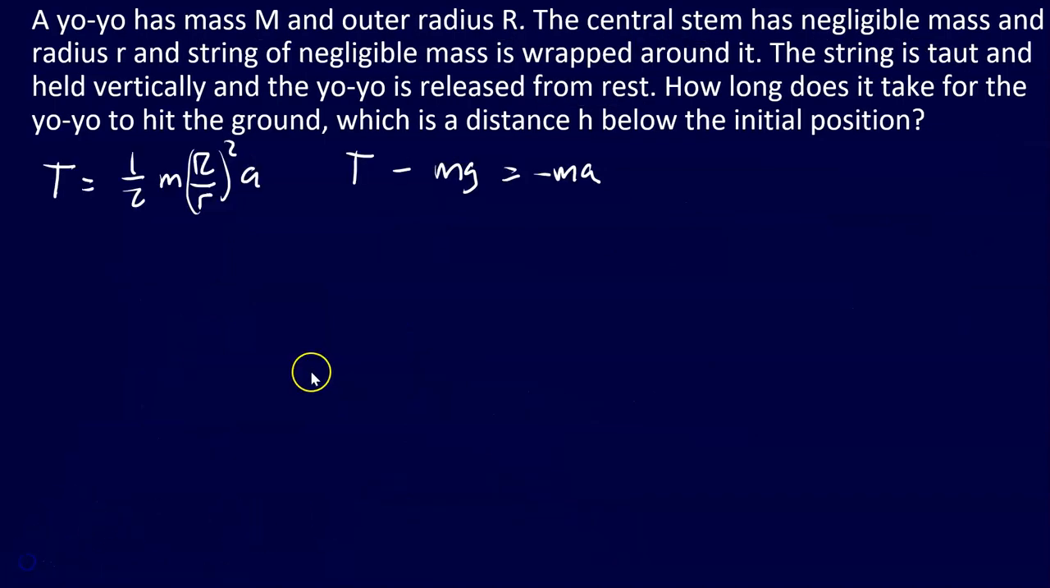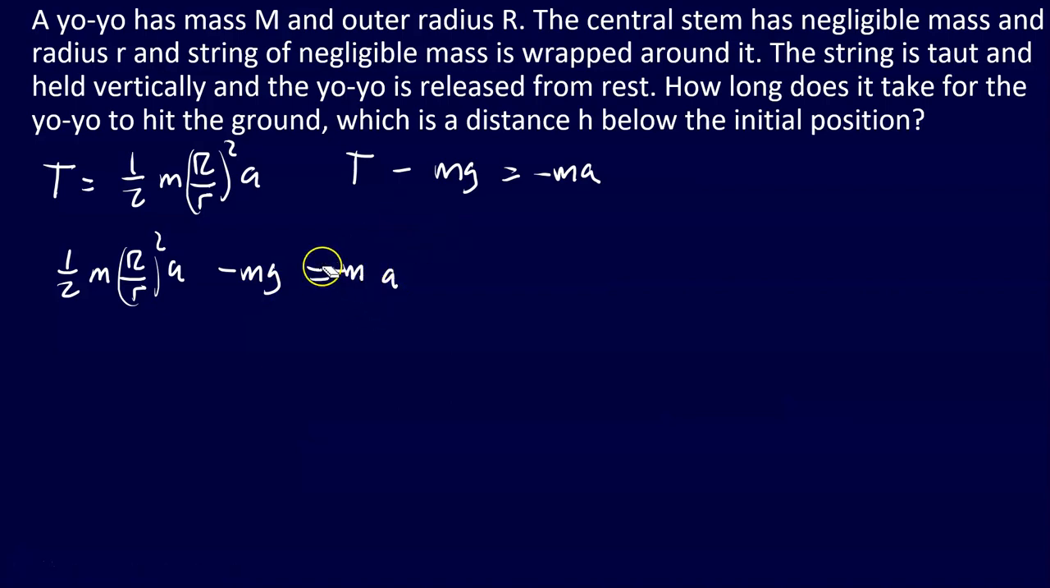Okay, so here we are. Here's this new version of tension. And so I'm just going to plug this in for the T. And so I'll get something like this: 1/2 m big R over little r squared A minus mg equals minus ma.